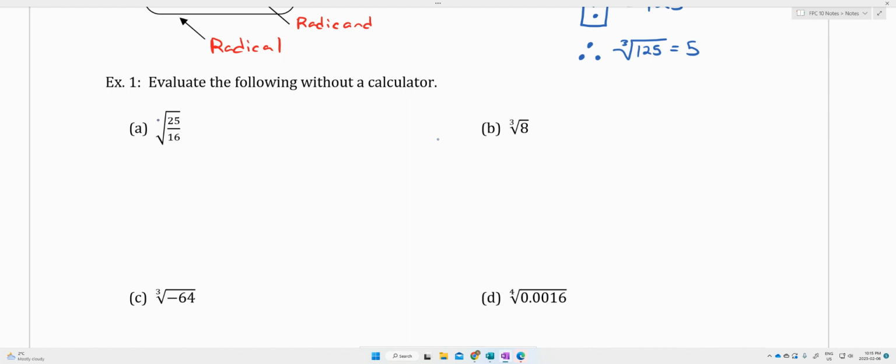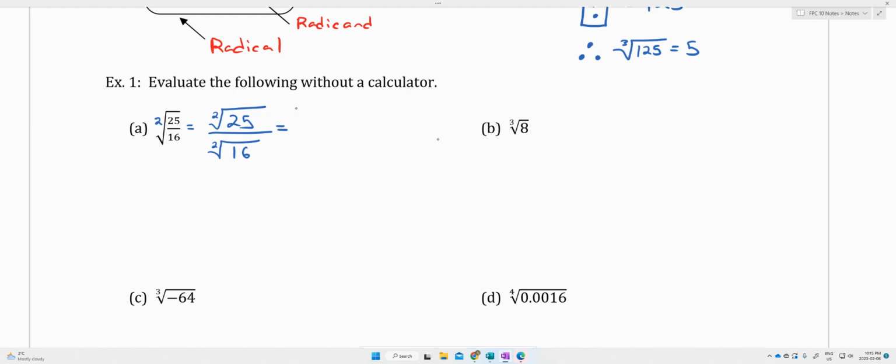Now, if the index is not written, it is a 2. It is implied to be a 2. So this is a square root, probably something you've seen before. And we're taking the square root of a fraction. We can take the square root of the top and of the bottom. So now we're taking the square root of both of these. And remember, I'm going to write in the index of a 2. You don't have to, but you need to know it's there, that we're trying to find a number times itself twice that gives us 25.